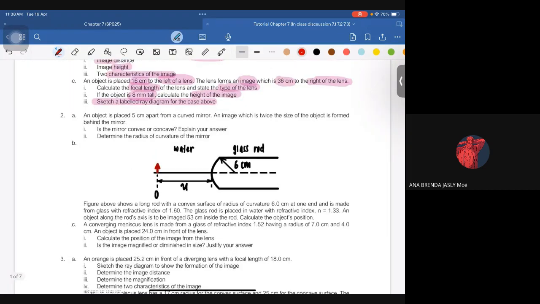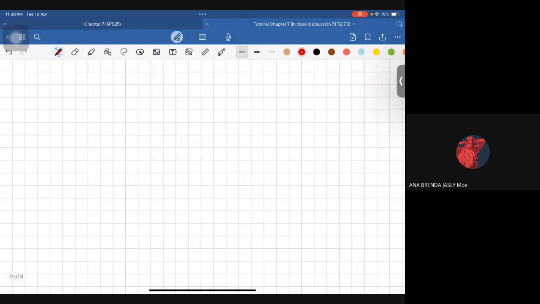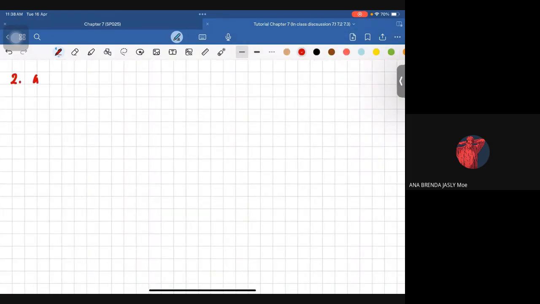Next one. Question 2, we have an object placed 5 centimeter apart from a curved mirror. Tapi dia tak bagi tahu, is it to the left or to the right of the mirror, and then dia bagi tahu image is twice the size of the object. Always remember untuk mirror, kita always assume that the object will be positive. Lepas tu dia bagi tahu the image is magnified twice the size, so that is M equal to 2.